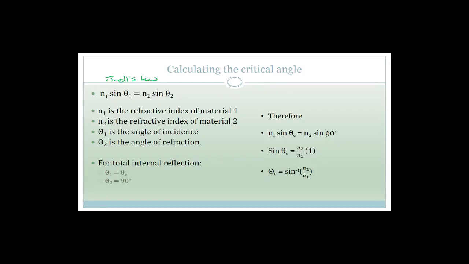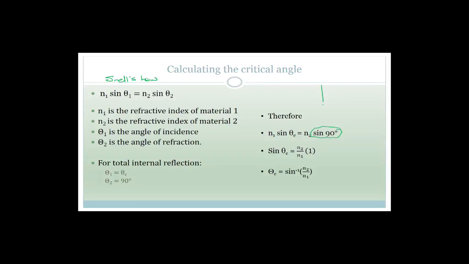So for total internal reflection, theta 1, your angle of incidence, is going to be the critical angle, because we need the angle to be bigger than the critical angle. When that happens, theta 2 is going to be 90 degrees. Therefore, n1 sine theta critical is equal to n2 sine 90. So sine of theta C, the critical angle, equals n2 divided by n1 multiplied by 1. Why is that 1? Because sine of 90 is 1.